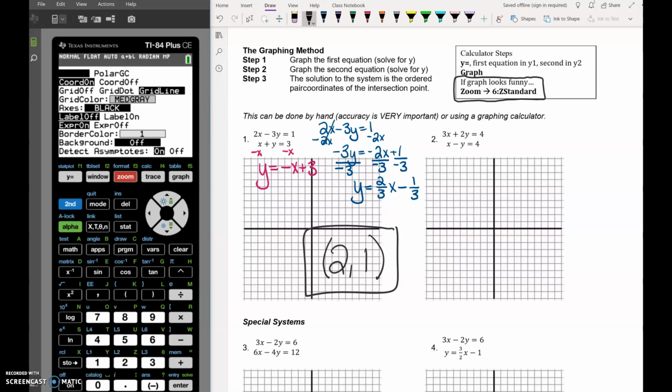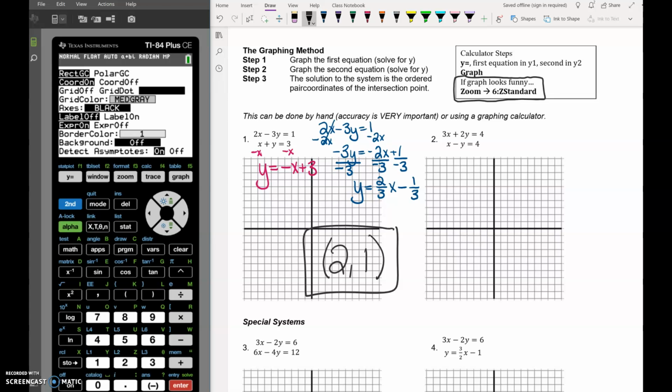Notice on the third line, you've got the options grid off, grid dot, or grid line. If you have an older calculator, you pretty much just have grid off or grid dot. The newer calculators also have grid line. So you'd move your arrow down and over to grid line and push enter to turn that grid line on.